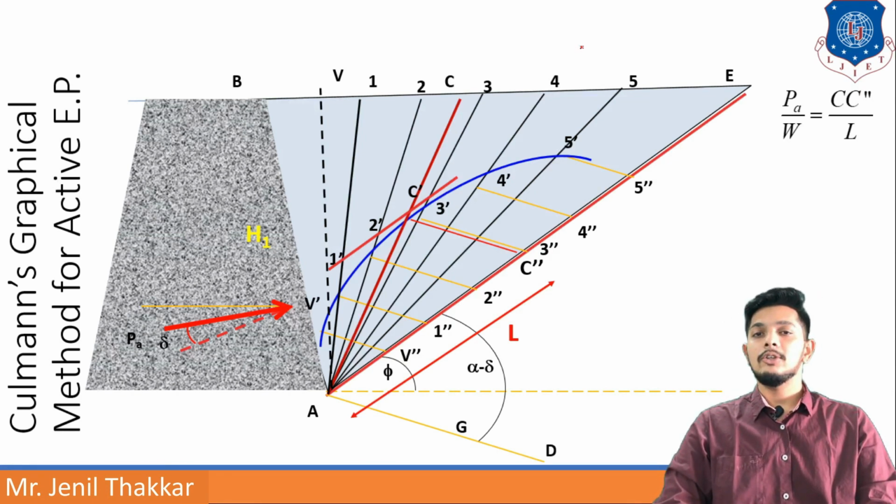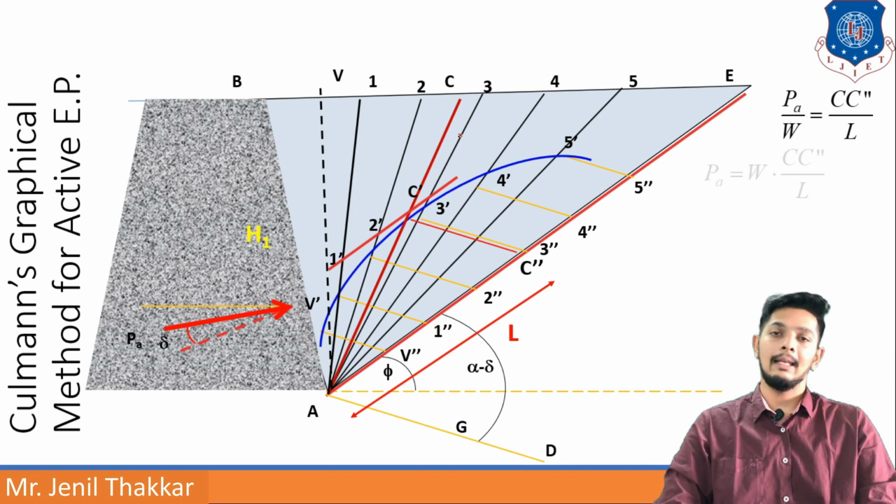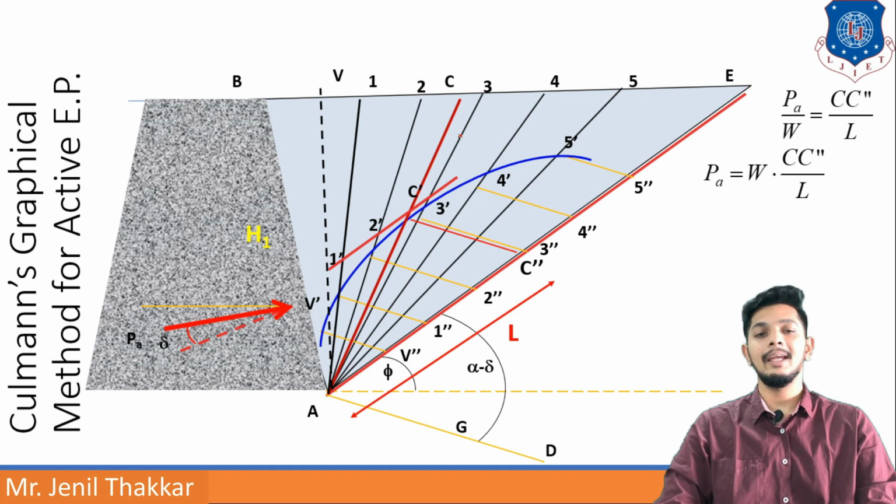Here from triangular geometry we can see PA by W. Here PA is shown; active earth pressure will be acting in this direction. W, the weight of the retaining wall, will be in the vertical direction. Now PA by W is equal to CC double dash by L. Now the C point is located here, C double dash. So it is again a different triangle. From trigonometry we can say PA by W is equal to CC double dash by L. Making PA the subject, I will get PA is equal to W into CC double dash by L.